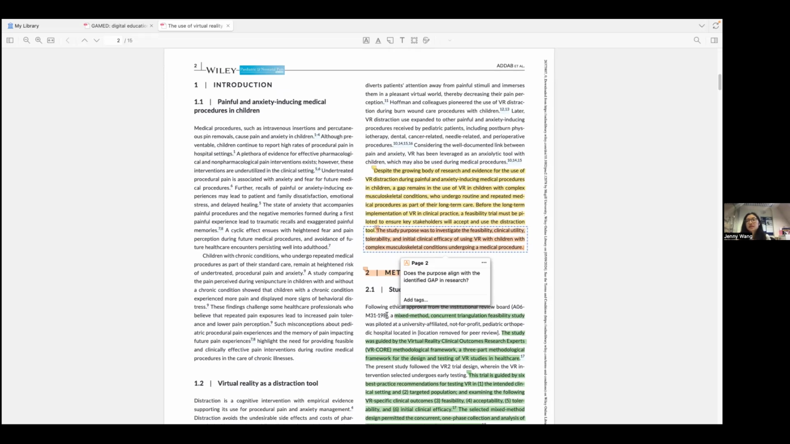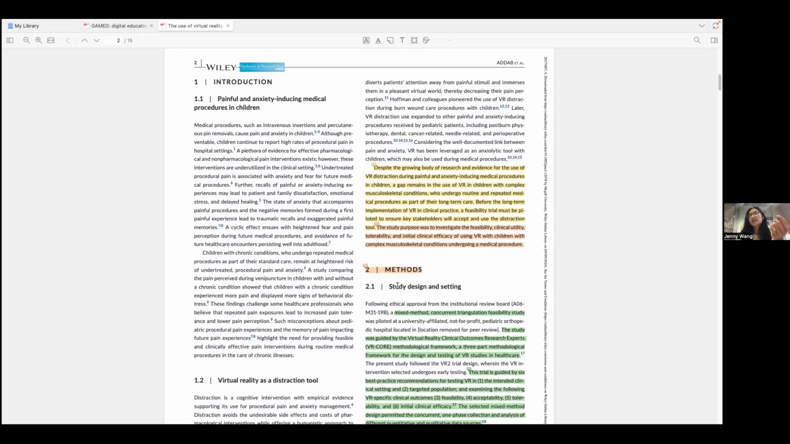And then we move on to the study purpose, which is: does the aim of the study, what the study set out to do, actually help to fill in this gap in research or the research problem? So that's a big question too that you want to ask. And as I read a research article for the first time, I like to make notes in the margin with these questions in mind.